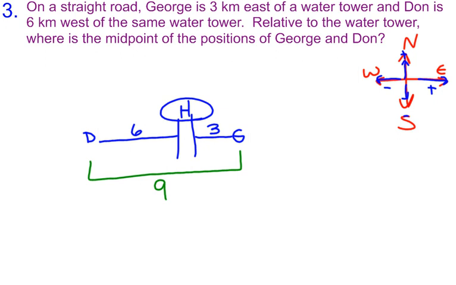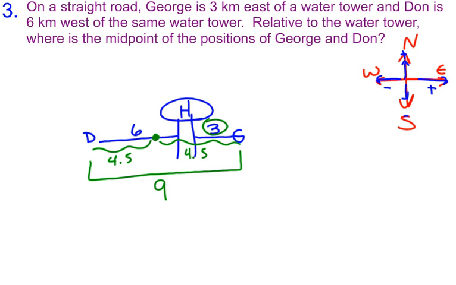So where on my graph is 4.5? Well, it would be maybe right about here. So from here to here is 4.5, and from here to here is 4.5, because the total distance is 9. I knew I had to be to the left of my water tower because to the water tower from George is only 3, so I had to go past.